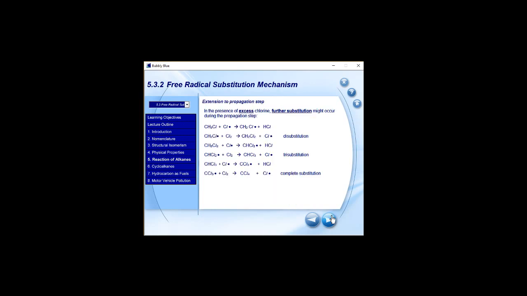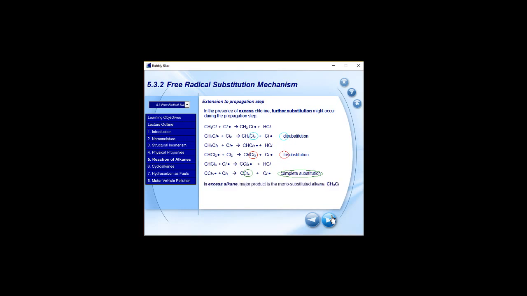During the propagation step, a monosubstituted methane molecule is formed. However, the propagation can be extended. If there is excess chlorine during the reaction, further substitution can occur during the propagation step to give us a disubstituted product CH2Cl2 and a tri-substituted product CHCl3. A fully substituted product of CCl4 can also be formed.